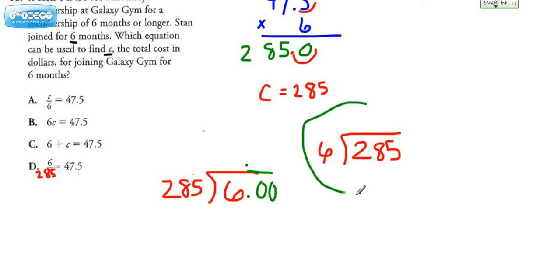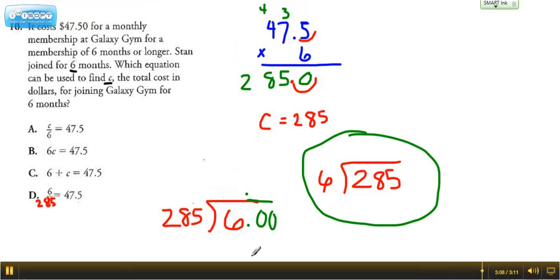So finish this up, do the algorithm, see if you get this, and if you do, then you're going to go ahead and pick choice A. All right, good luck finishing this up.